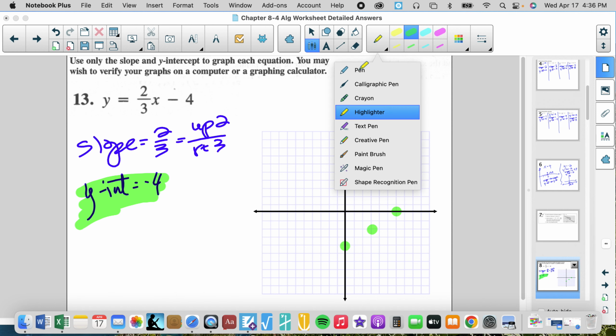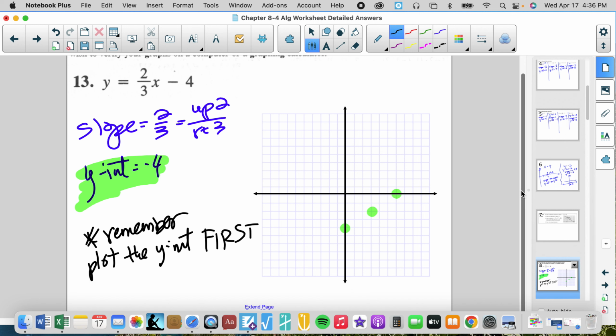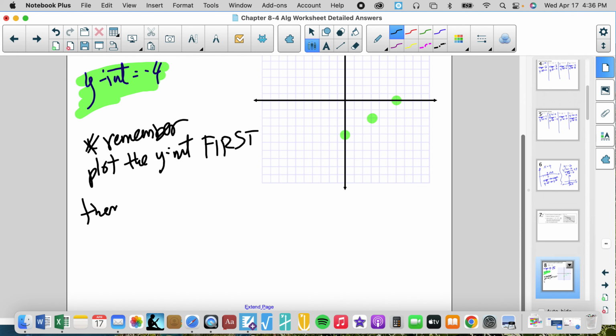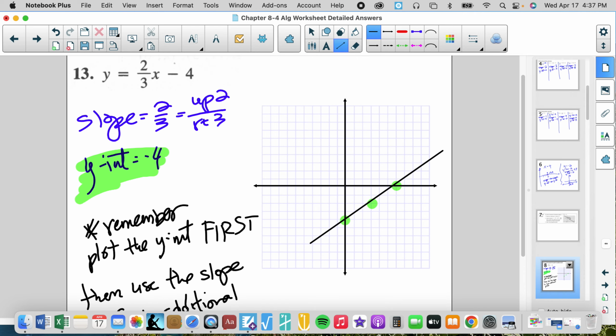So it is very important for you to remember: plot the y-intercept first. You can't use the slope, because slope is from one point to the next, until you have a point. So you must remember to plot the y-intercept first, then use the slope to find additional points. Very important, not told enough. Then we're going to connect those dots. We've got to align them a little bit.